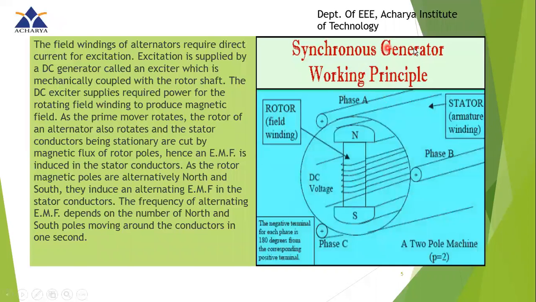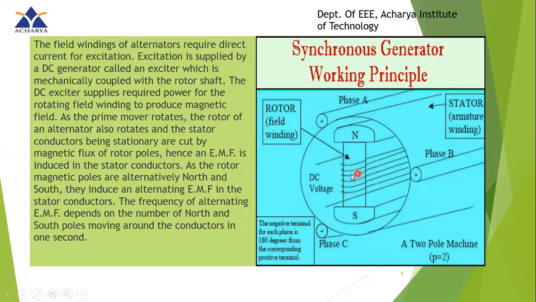Coming to the operating or working principle, in this diagram you can see that the inner part with north pole and south pole is a rotor, and the outer part, with three windings, phase A, phase B, and phase C, we call a stator. The outer part is stator and the inner part is rotor. The stator is the stationary part, and the inner rotor is the rotating part.